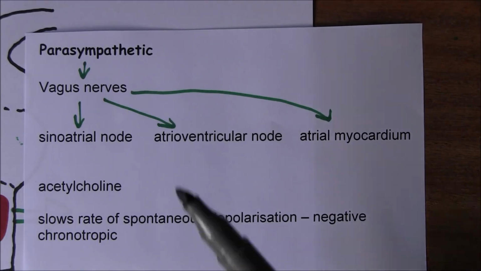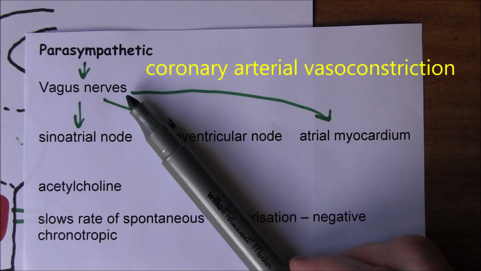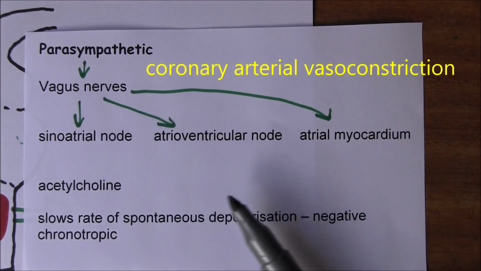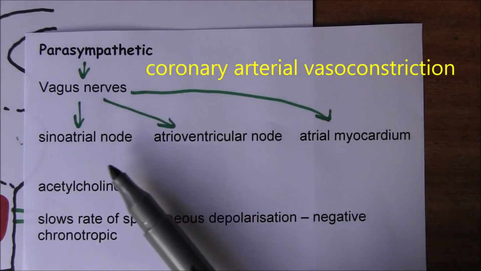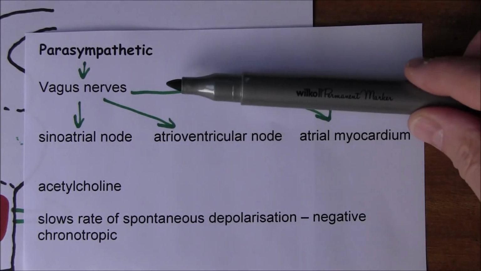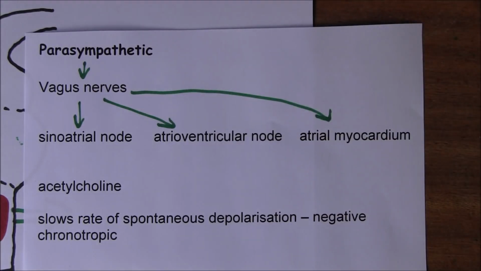And as well as that, stimulation of the vagus nerve is going to vasoconstrict the coronary arteries. Because if there's less activity going on in the heart, then we need less blood going to the myocardium. So the vagus nerve is going to constrict the arteries so that the blood flow to the myocardium is matching the metabolic demand. In this case, matching the lowered metabolic demand.